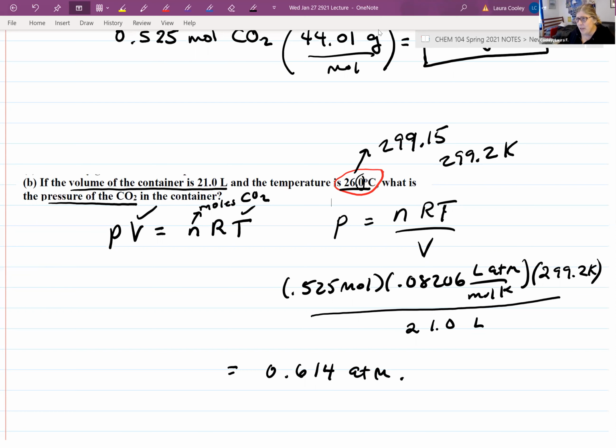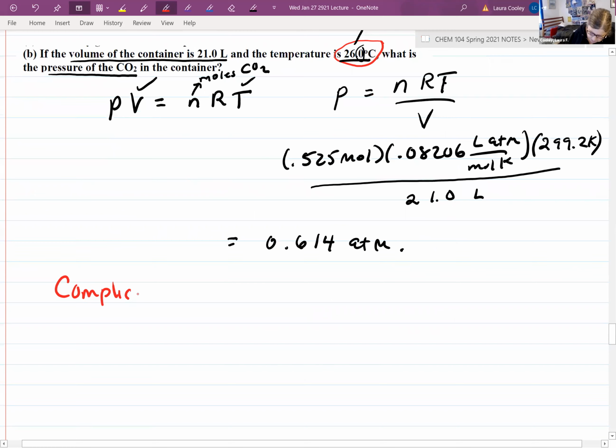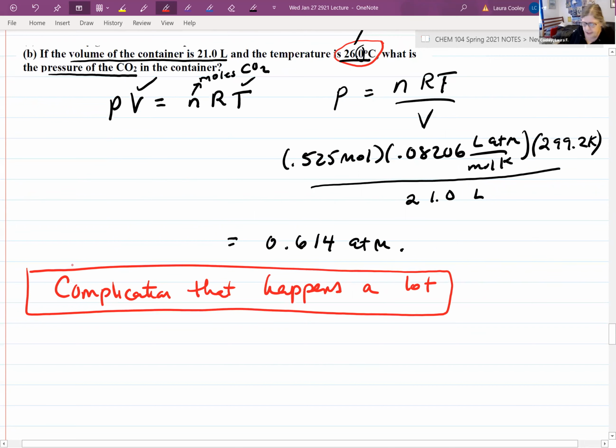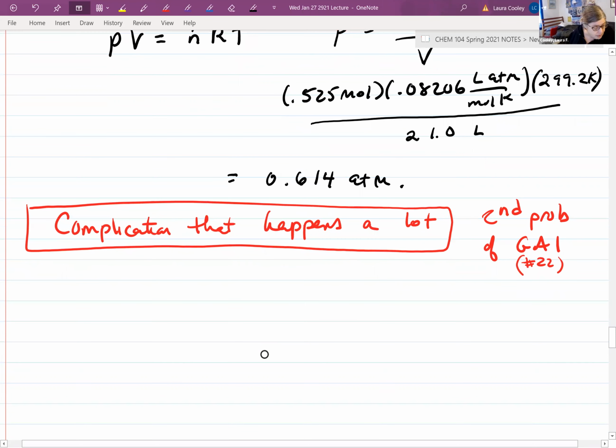Okay, so now I'm going to talk about what makes this a little more complicated in certain situations. So there's a complication that really happens a lot. And this complication is actually present in the second problem of graded assignment 1, which is problem number 22, which I'm not going to do, but you have to do for that. But I'm going to do a very closely related problem.